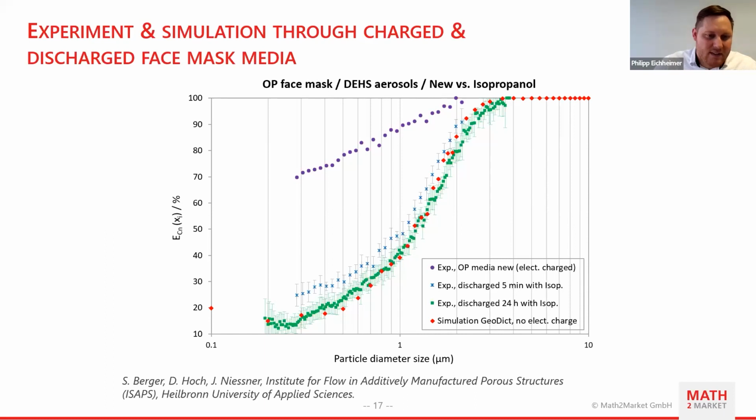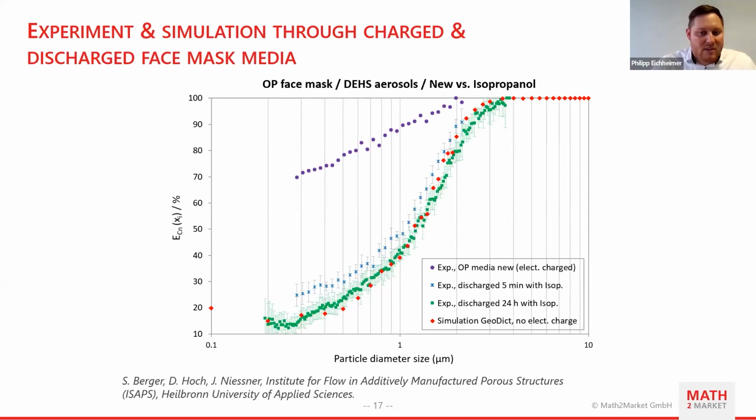And what we see here is then in green, when we have a discharge of 24 hours, the loading curve or the efficiency over all particle sizes experimentally, and we see in red the simulation with GeoDict where we have no electrostatic charge. And we see that we have a very good fit over all particle size diameters. So we have a very good comparison between the experiment and the simulation.